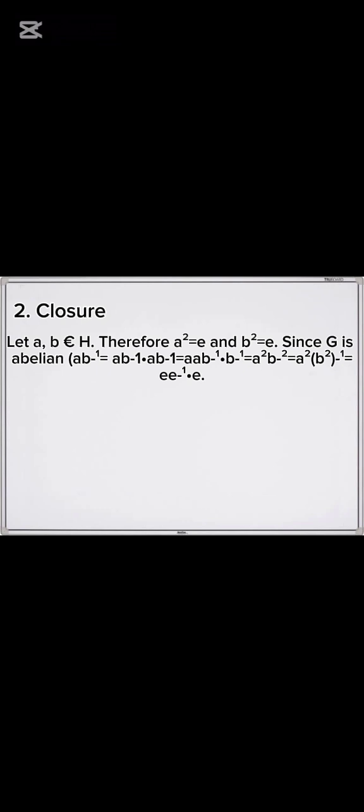Well, a squared, as we know, is the identity e, and b squared is the identity e, so its inverse is e inverse. So the inverse of the identity is the identity. So essentially, it gives me the identity. Therefore, I have just proved that ab inverse is an element of H. By the one-step subgroup test, I can say that H is a subgroup of G.